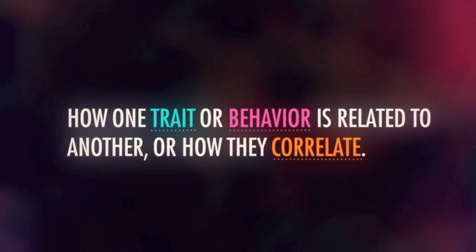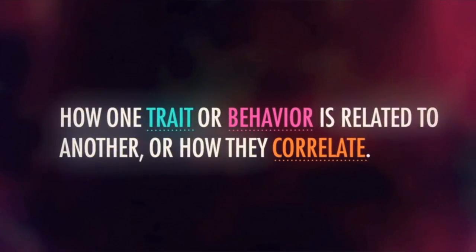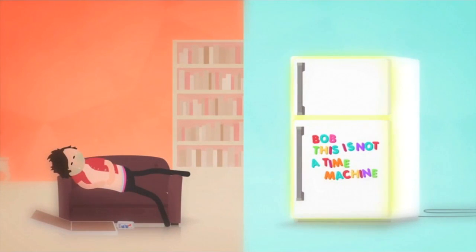Once you've described behavior with surveys, case studies, or naturalistic observation, you can start making sense out of it and even predict future behavior. One way to do that is to look at how one trait or behavior is related to another, or how they correlate. So let's get back to my buddy Bob, who seems to think that his refrigerator is actually some kind of time machine that can preserve food indefinitely.